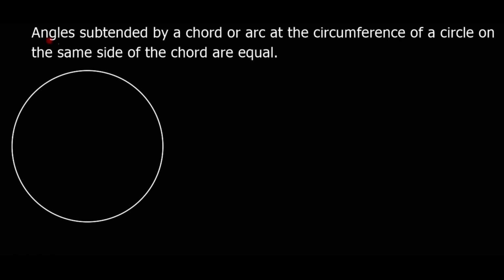This theorem is: angles subtended by a chord or arc at the circumference of a circle on the same side of the chord are equal. First, let's understand what a chord is, what an arc is, and what a circumference is.